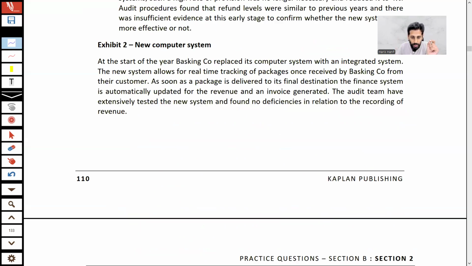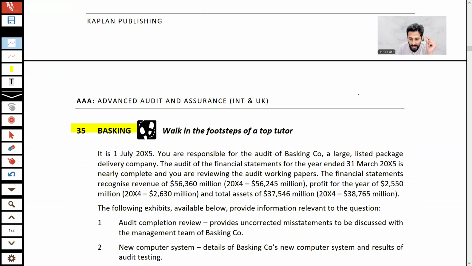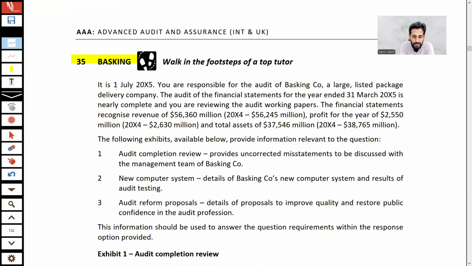Now, just hold on. Just read the starting line of the question. It is 1st July 20x5. You are responsible for the audit of Basking Company, a large listed package delivery company. The audit of financial statements for the year ended 31st March 20x5 is nearly complete. This word states that you are in the review stage. You are in the completion stage, right?